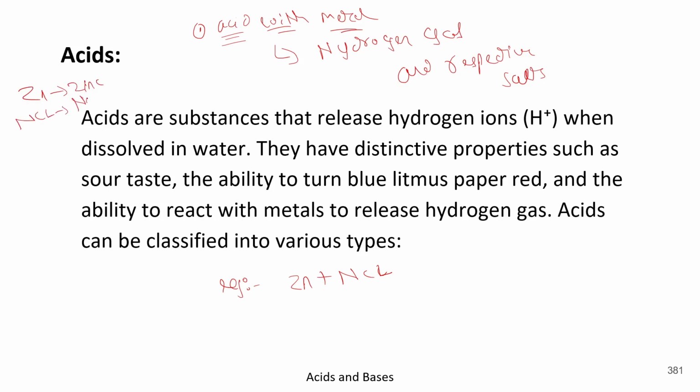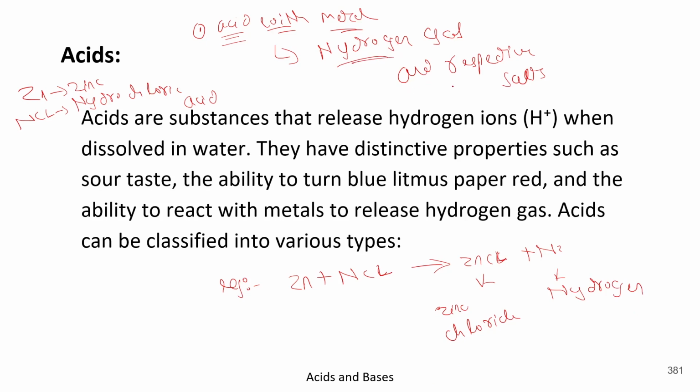HCl stands for hydrochloric acid. Then it will give this one plus this one. This is known as zinc chloride, which is a salt, and this is known as hydrogen. Got it? So whenever acid reacts with metal, it always gives hydrogen gas and respective salt. Like zinc reacting with HCl provides zinc chloride and hydrogen gas.